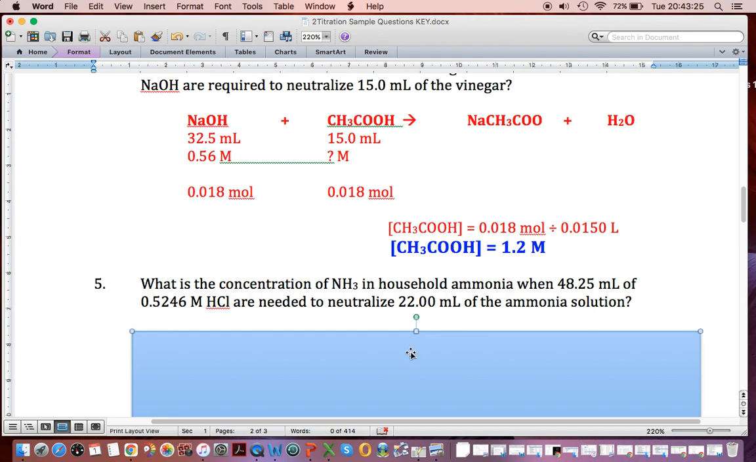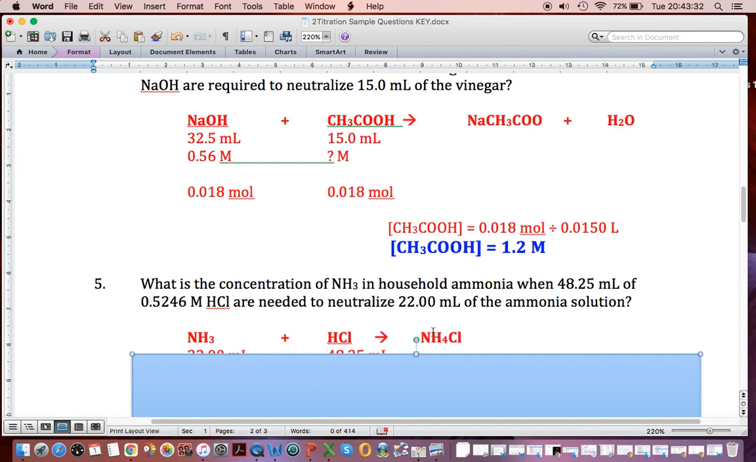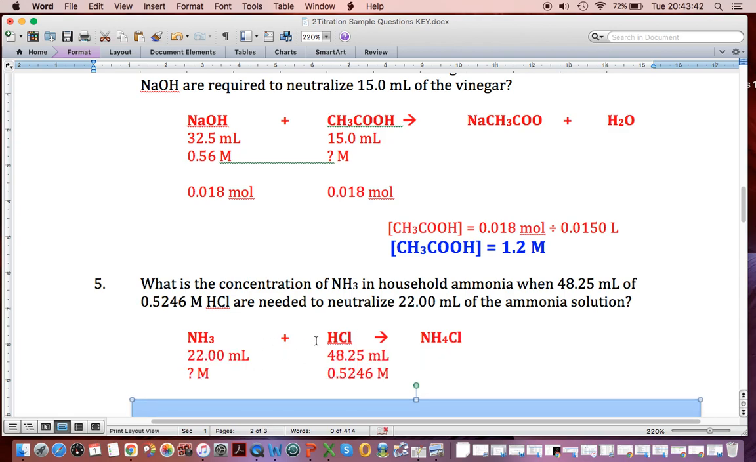another very straightforward one. You might say, what's this reaction though? NH3 plus HCl. We're going to make one product. We're going to make NH4Cl. But the bottom line is it's a one-to-one deal in terms of ammonia and hydrochloric acid. So we have the 22 mL of ammonia, and we have volume and concentration of HCl.